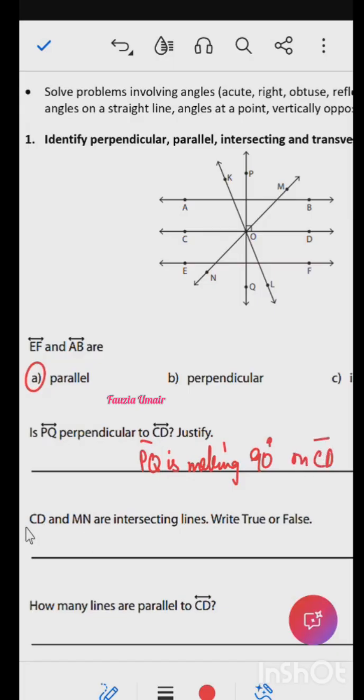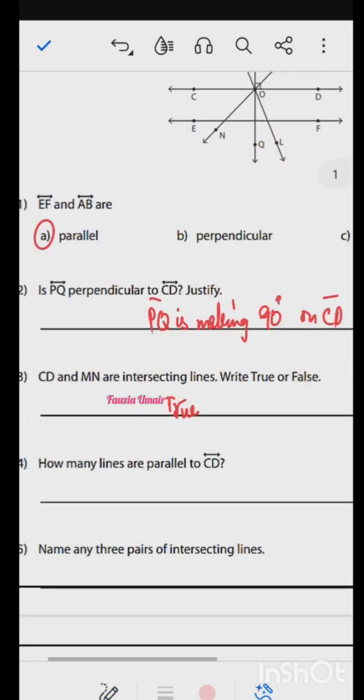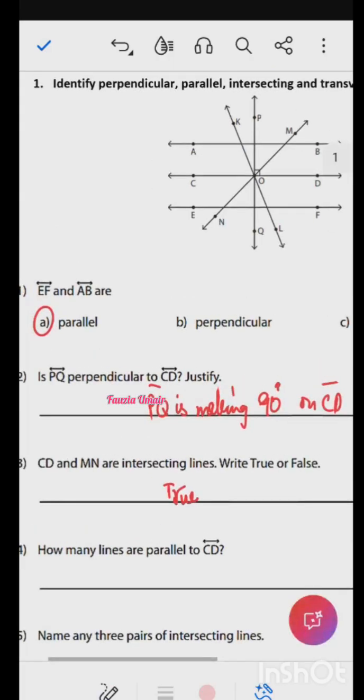So now the next one. CD and MN are intersecting lines. True or false? Yes, ma'am. It's true, right? In the paper as well, you will get this type of question. There would be a diagram and you need to answer a few questions, so that they will check your concept.